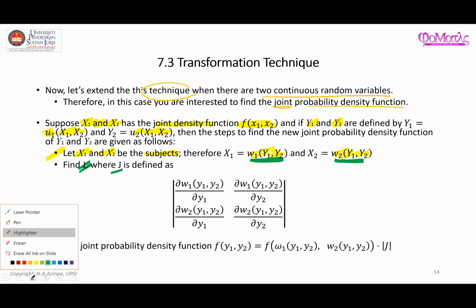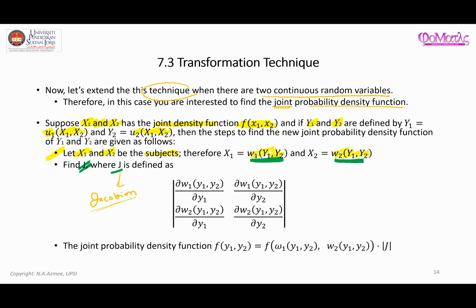I think I'm just going to call it Jacobian. So here J is the Jacobian. Some people call this the Jacobian determinant, but I'm just going to call it Jacobian, as simple as that.